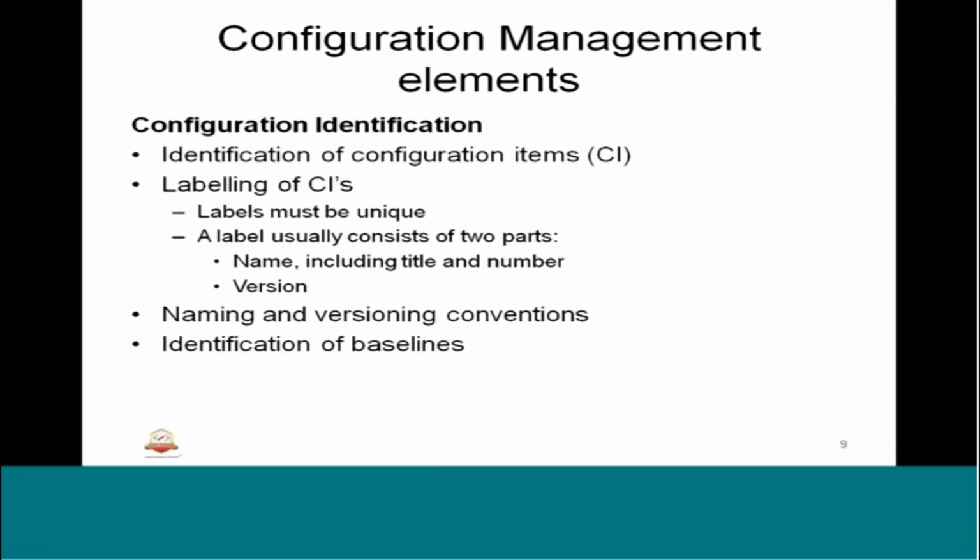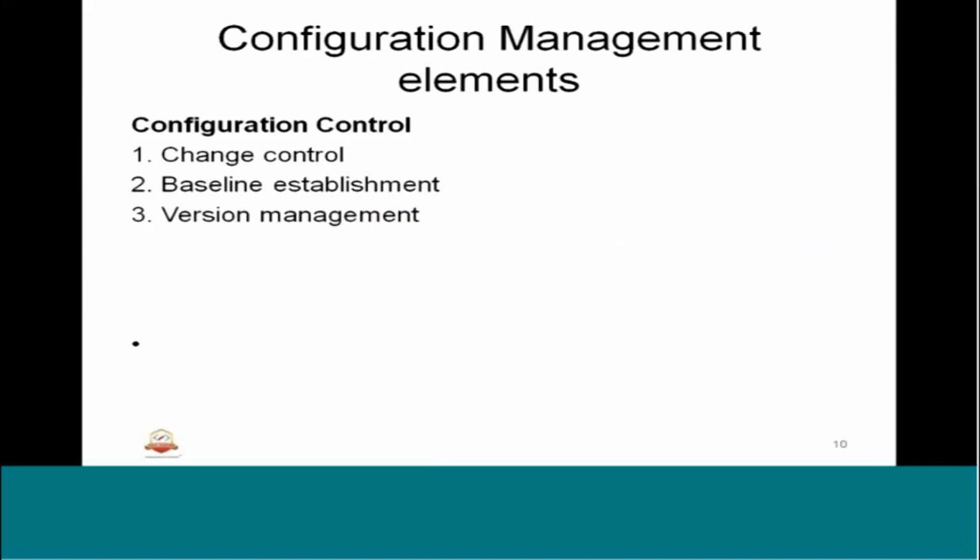Configuration identification deals with the identification of configuration items, labeling of the CIs, which should be unique, versioning and all that. We will try to study in detail about software configuration management today, and what the naming and versioning conventions are that are followed in the industry. Identification of baselines, so what is a baseline and all that. Configuration control deals with change control, baseline establishment, version management.